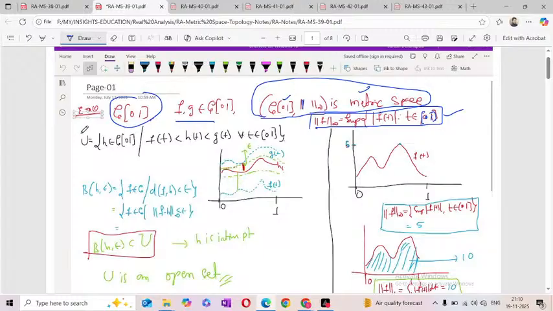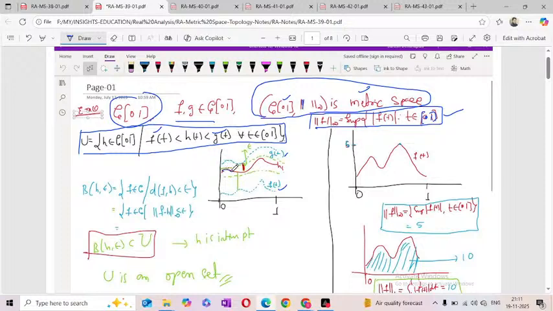Okay, now here they have given one set U equal to the set of h belonging to C such that h is in between the two functions f and g. Now we will check whether this set forms an open set or not. That means we want to collect all the functions in between f and g. Does that form an open set or not? We'll check.